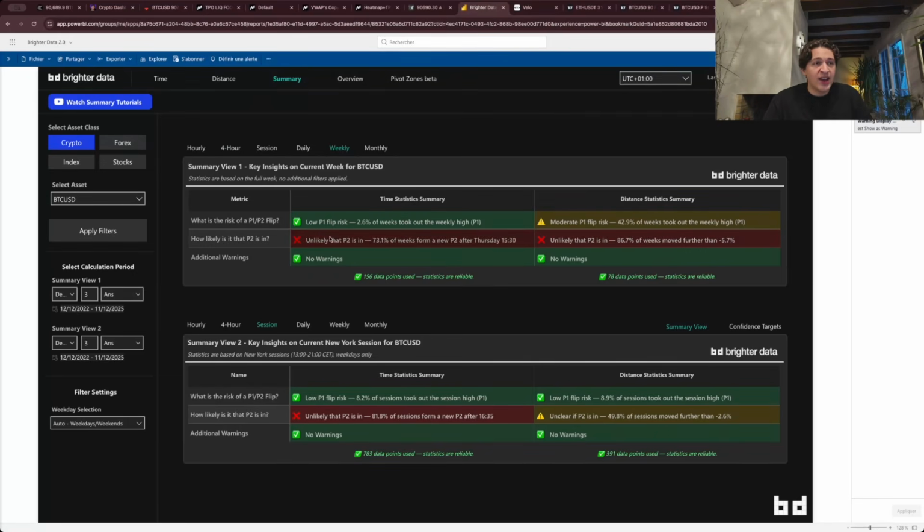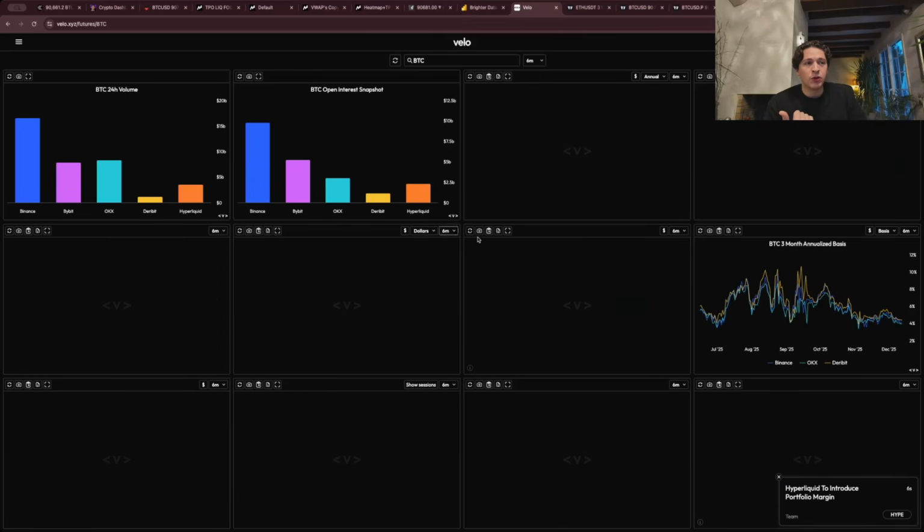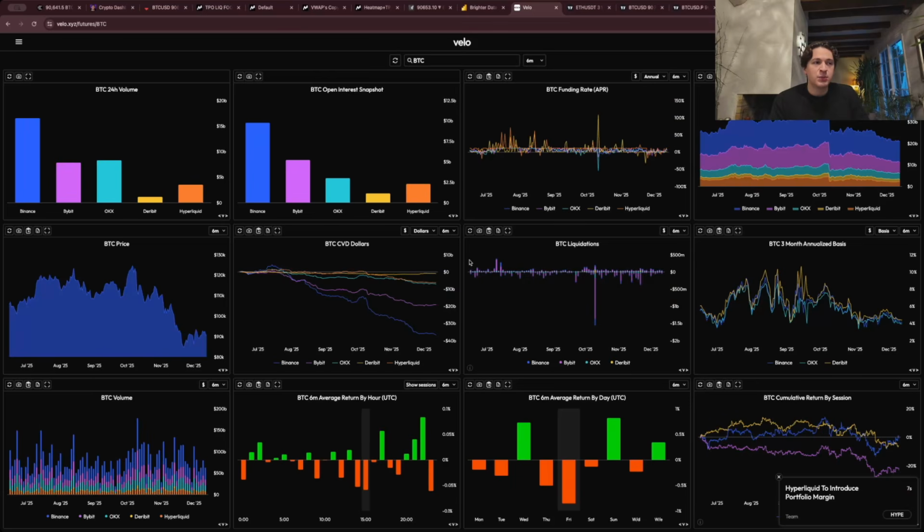On Brighter Data, I can see the statistics based on time and based on distance on all the candles. I can also use it for all the cryptos. I can use it for Forex, index, stocks, but personally, I only use it for BTC. On Velo Data, we didn't talk about it. On Velo Data, you can choose a period of time. So for example, the last 6 months, and you can see the data from the last 6 months on a lot of things, on the liquidation, on the BTC CVD, on the 3 months annualized basis, the open interest. But the one I really love to look at is this.